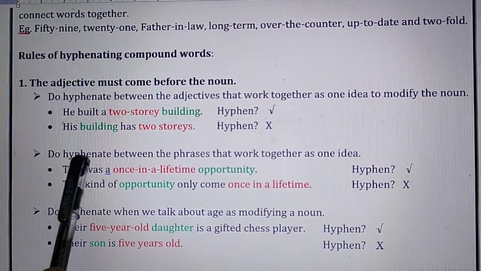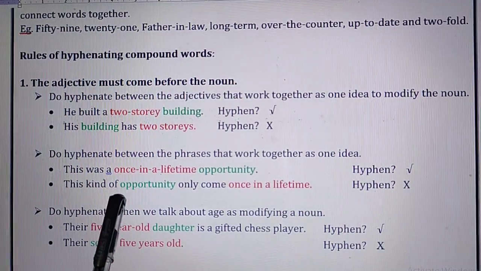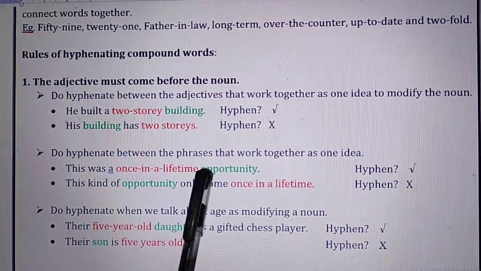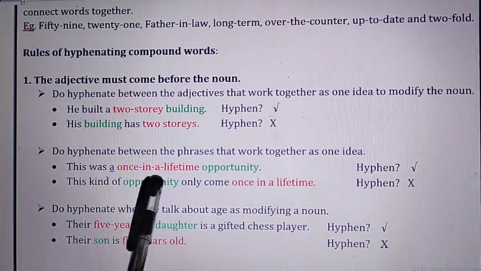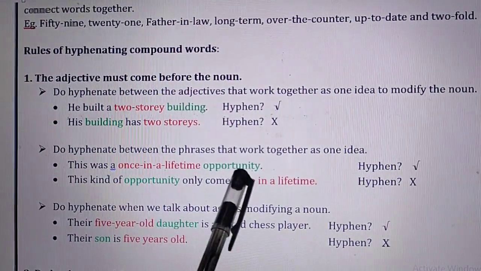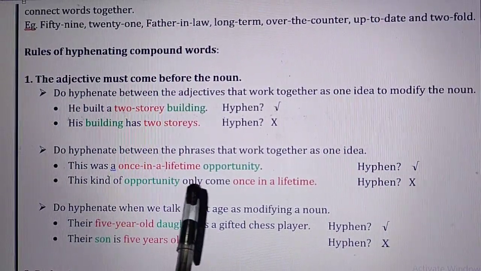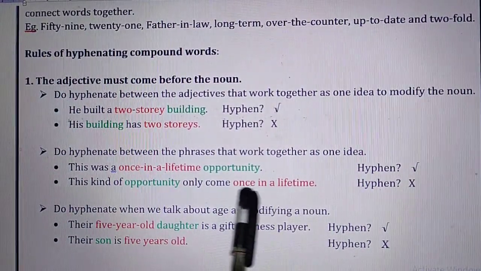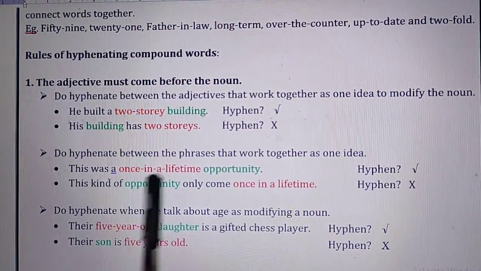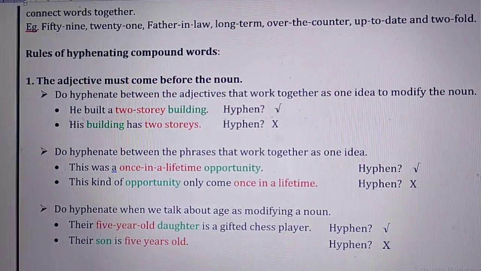Okay. The second one is: do hyphenate between the phrases that work together as one idea. So when there are phrases that are modifying a noun, then also there will be a hyphen. Okay. The same applies here, when the noun comes at the beginning of the sentence: this kind of opportunity only comes once in a lifetime. So this phrase is at the last of the sentence and the noun is at the beginning. So here the hyphen is omitted. Hyphen is not used in this case.